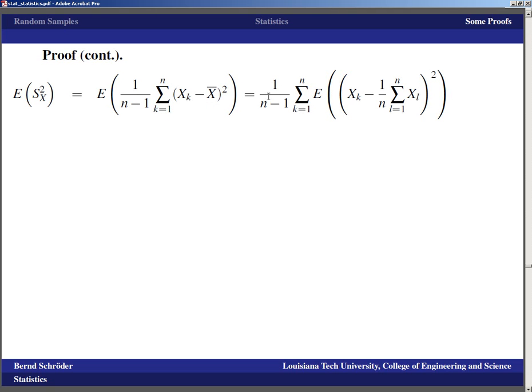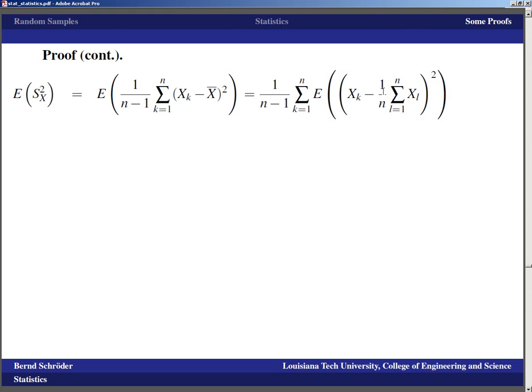Yeah, so I pull out the 1 over n minus 1, I pull out the sum, and I need to multiply out the quadratic, but I also need to remind myself here that x bar, of course, is 1 over n times the sum over L equals 1 to n of x sub L, so I'm using another summation index L here. And, well, I don't really want to work with fractions in here.